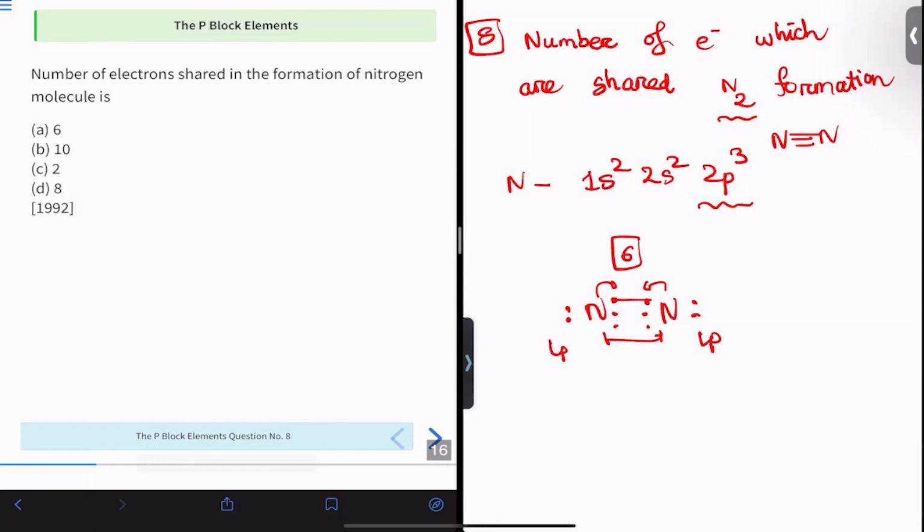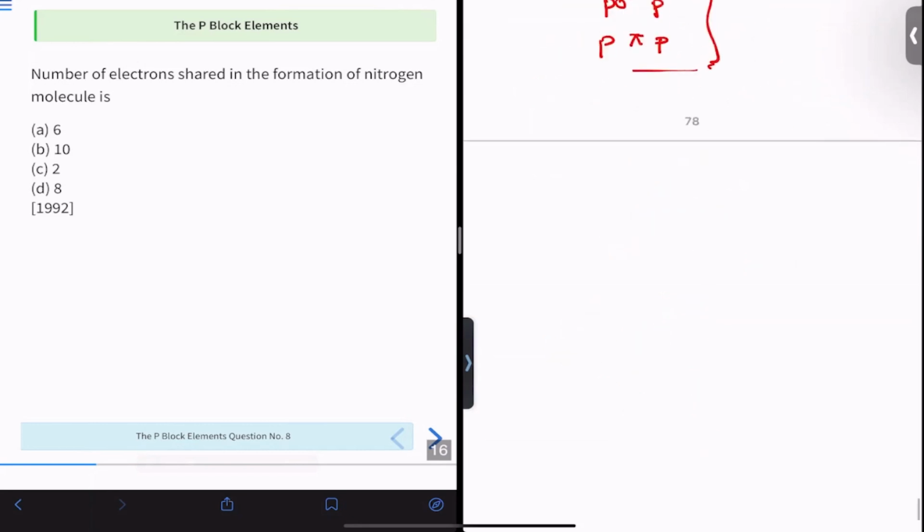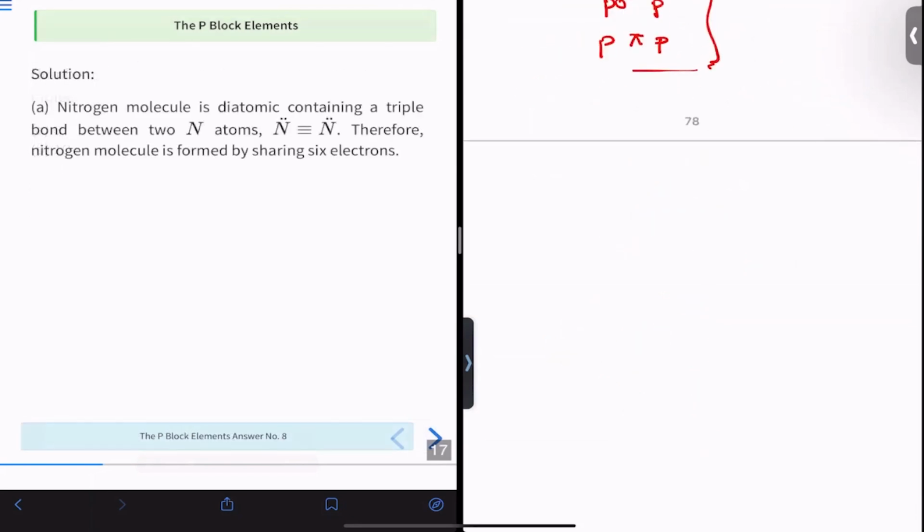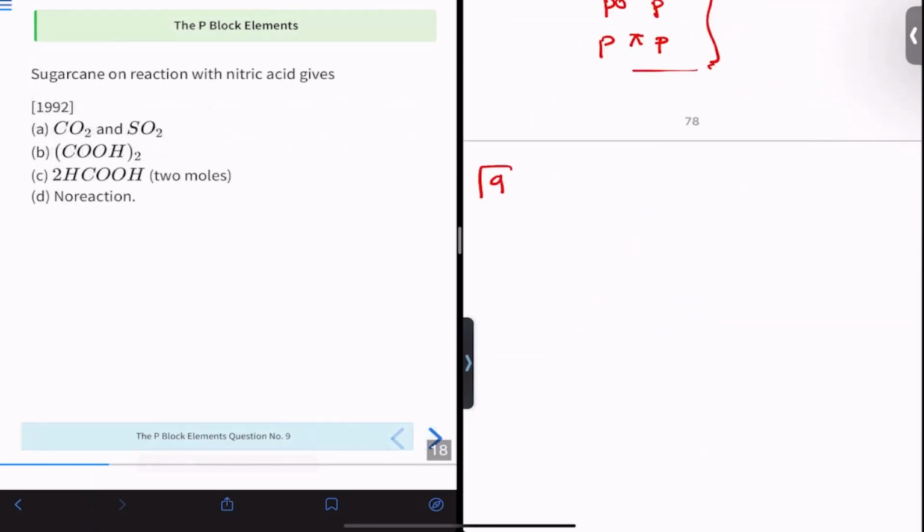And all three are in the p orbital. One here is a p sigma bond, and the rest two are p pi bonds, for your extra information. So 6 electrons are being shared. Option number A. Question number 9.